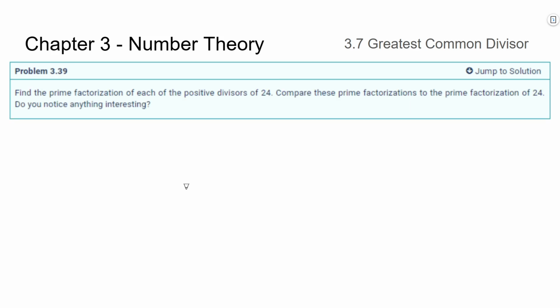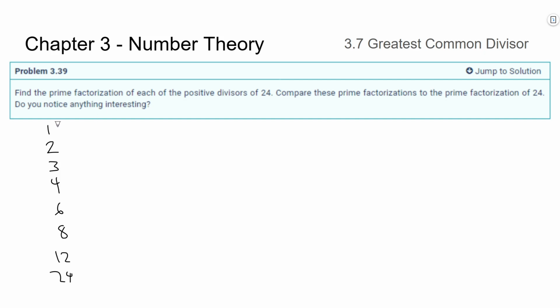All right. So let's find the prime factorization for each of the positive divisors of 24. Compare these to the prime factorization of 24. Do you notice anything interesting? Okay, so the positive divisors of 24, if we want to go back and look, or if you just remember, it's going to be 1, 2, 3, 4, and 4 times 6. We have 8 times 3, 12 times 2, and then 24 times 1. All right, so those are the divisors.